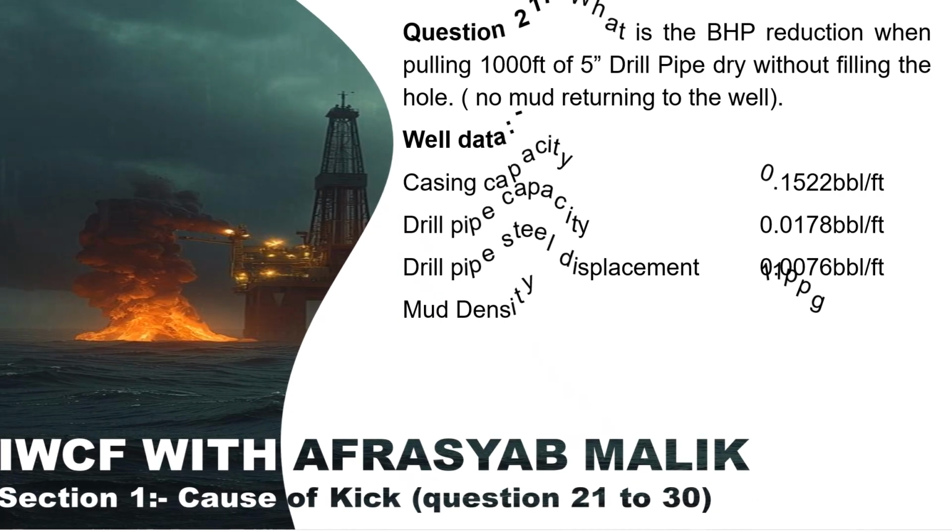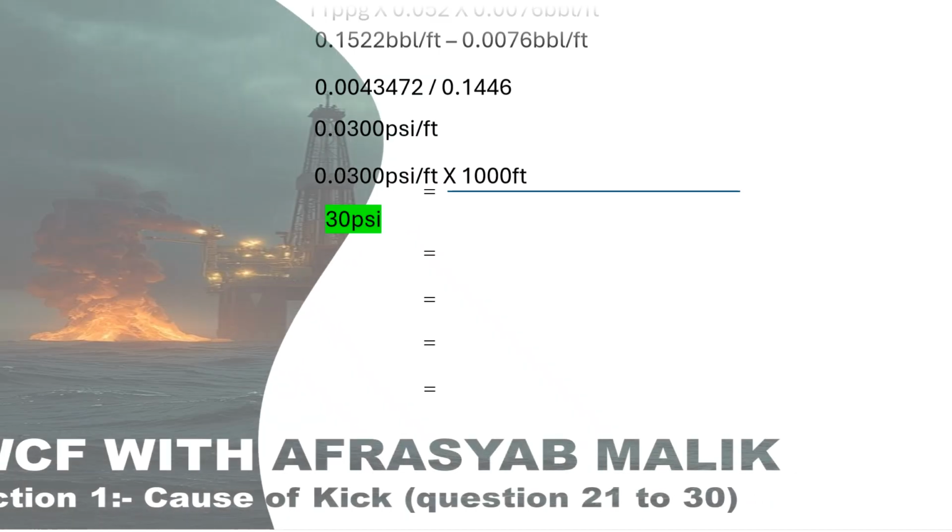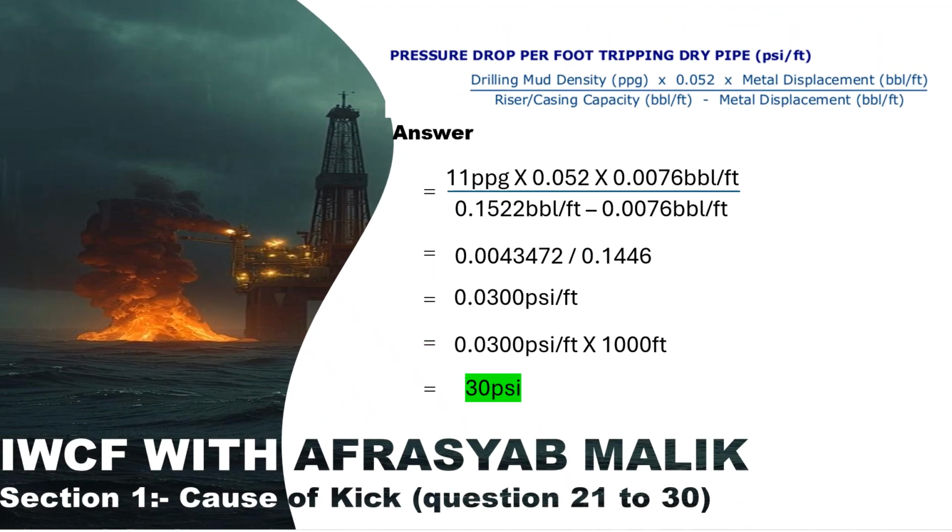In this question we need to calculate the BHP reduction when pulling drill pipe dry. That means we are removing the pipe from the well without filling it with mud. When we pull drill pipe dry, mud from the hole is not replacing the pipe volume, so the hydrostatic pressure in the well drops. This drop is called BHP reduction. We will use a simple and practical approach. We use the formula, pressure drop per foot. After going step by step, we find that pulling this pipe dry causes a BHP reduction of 30 psi. This is crucial, because if this drop is not compensated, it can lead to well control issues like a kick.